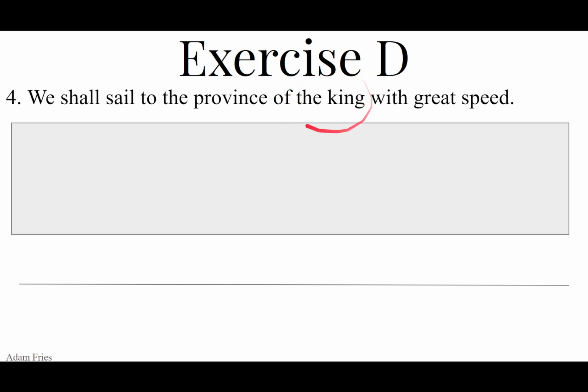So the king, this is a possessive noun indicated by the prepositional phrase of the king in English. The king is possessing the province. We could also say we shall sail to the king's province, the province of the king. So this will be the possession, which is indicated by the genitive case. We want the genitive singular masculine of rex, regis, masculine. So that's going to be regis.